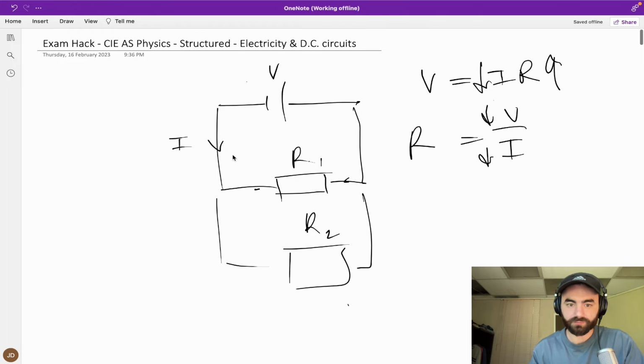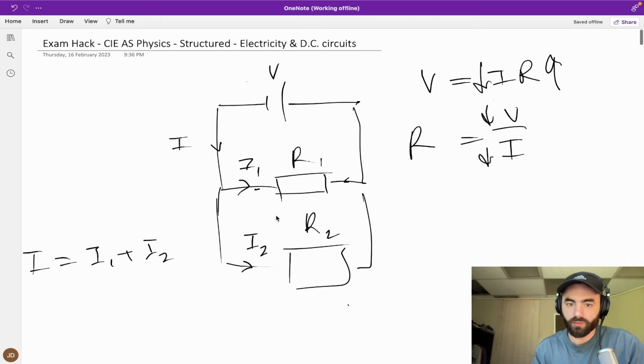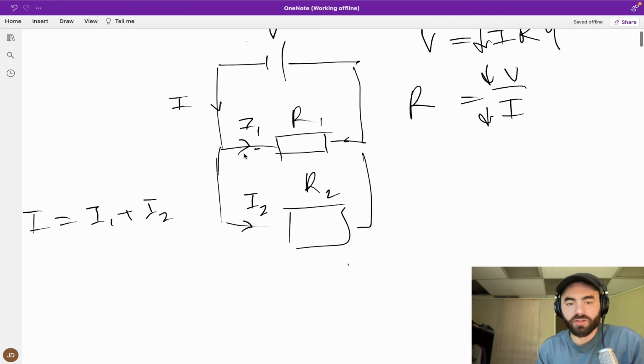So we have R1 and R2, and we have a current flowing here. As I said before with law 1, we have some current flowing down here and some current flowing down here. This current here will equal I1 plus I2, conservation of current. Because of that, we'll have a certain amount of current going down this branch and this branch, and they'll be different and dependent on the resistance.